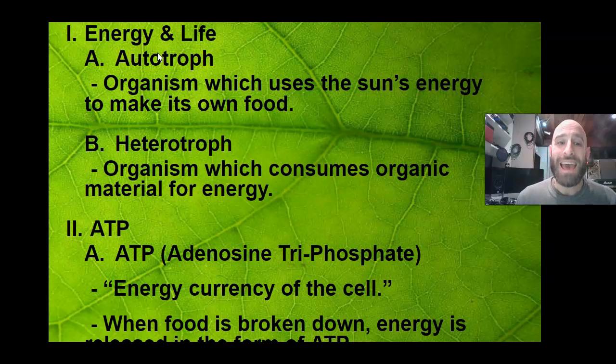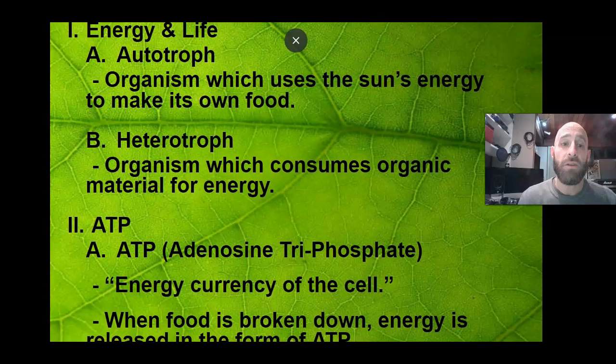Heterotrophs, on the other hand, have to get their food from something else. They can't make their own food. We are heterotrophs, right? If you're hungry right now, you can't go sit outside, absorb some sunlight, and then all of a sudden have a sandwich in your hands. It doesn't work that way. We have to actually go out and eat food. So autotrophs make their own food through energy from the sun, and heterotrophs have to consume organic material for energy.